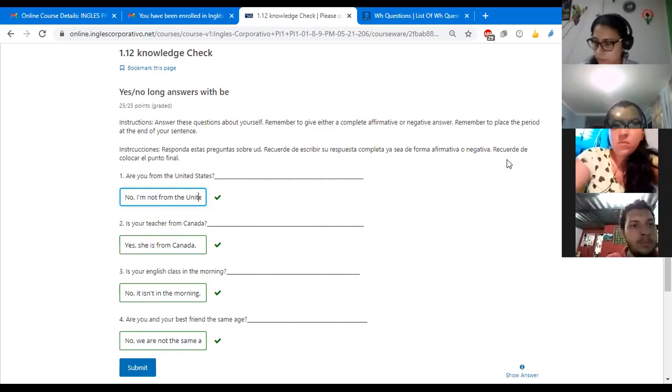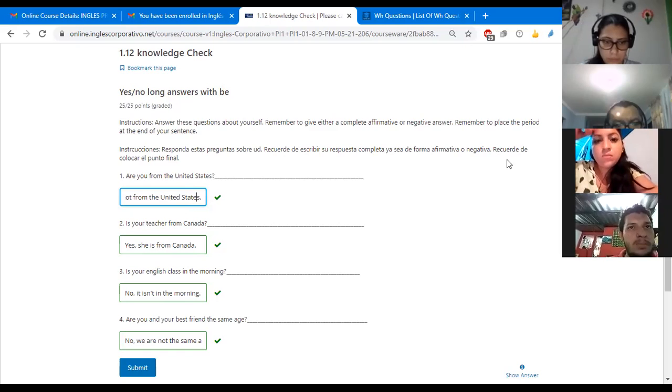From the United States, in capital letters, because it is a proper name, United States, and the period. Capital letter, comma, then I am not, or I'm not, from the United States, and the period. Okay. Contraction. Uh-huh, the contraction.